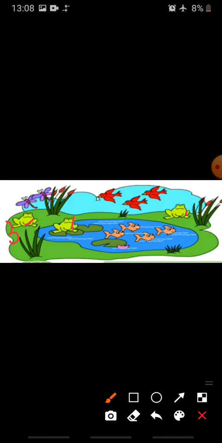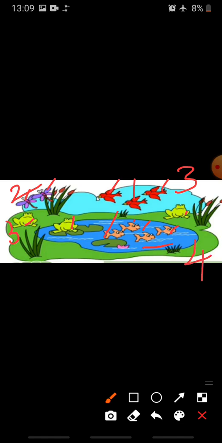Then next count the butterflies. See here, how many butterflies are there? 1, 2. So you have to write 2 butterflies. And then see the birds. So many birds are there, right? You can count the birds now. 1, 2 and 3. So 3 birds are there, right? And then finally we can see fishes are there, right? How many fishes are there? You can count now. 1, 2, 3, 4. Right, 4 fishes are there.